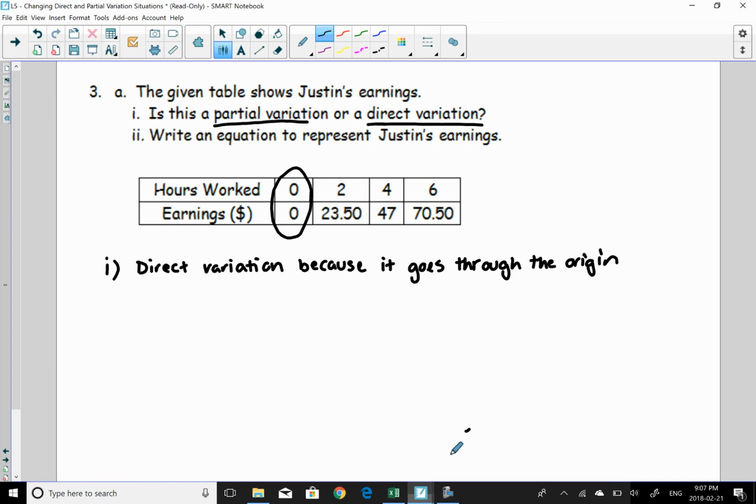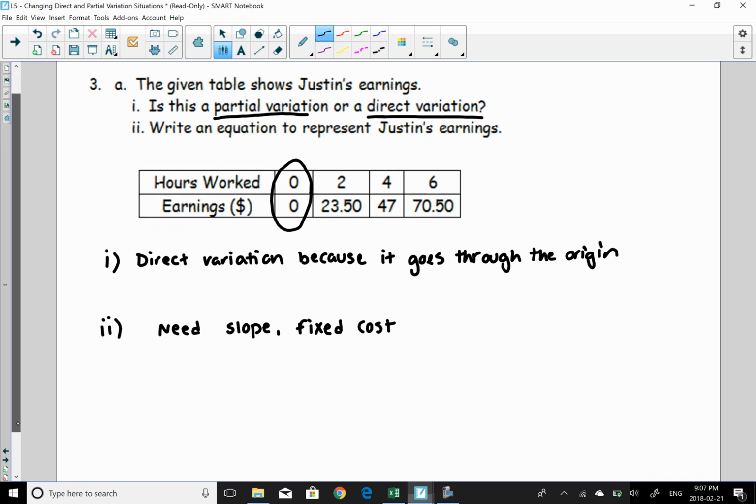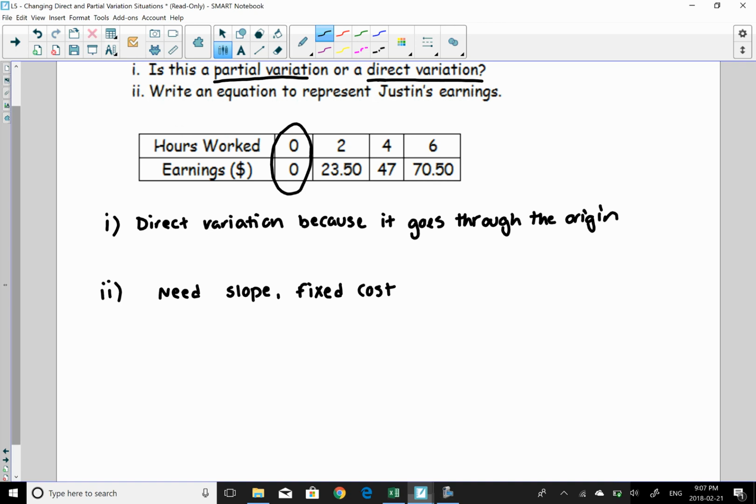Okay. Then it asks us to write an equation. Okay, so to write an equation, we need two things. We need the slope and we need a fixed cost. Okay, so let's think about it. How am I going to get slope? I don't have a graph, but what I do have is I can look at my points to get my rise over run. Remember, you can pick any 2 points. So I can use 0, 0, and the second point.